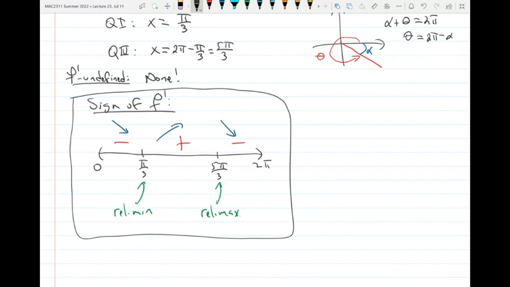0 to pi over 3 and 5 pi over 3 to 2 pi. Do you understand this? The arrows are telling you that. Now let me just show you.